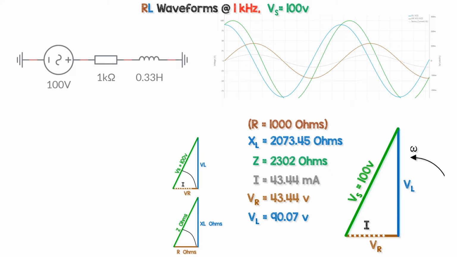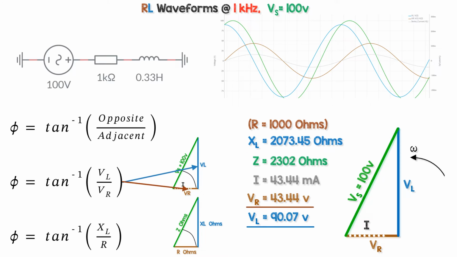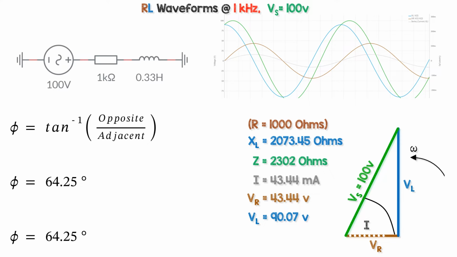Let's find the phase angle at the higher frequency of 1000 Hz using either the impedance triangle in ohms or the voltage triangle in volts. Either way, the phase angle is equal to 64.25 degrees, which is a lot more than it was at 300 Hz.